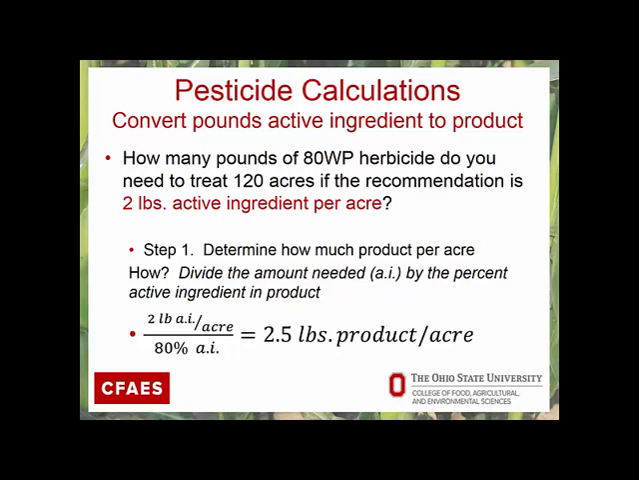What you want to do is divide the amount you need in active ingredient, remember that's 2 pounds active ingredient, by the amount in the product. So the way that we solve this problem is 2 pounds AI per acre, that's the amount we need or want, divided by the amount in the product, which is 80%. 2 divided by 80%, the answer is 2.5 pounds product per acre.